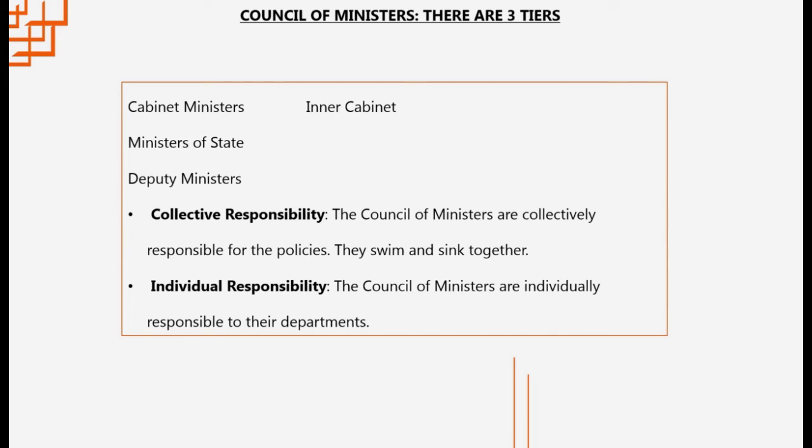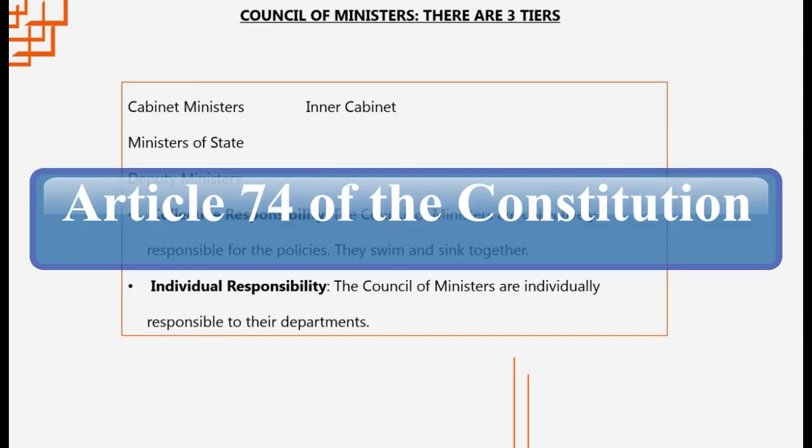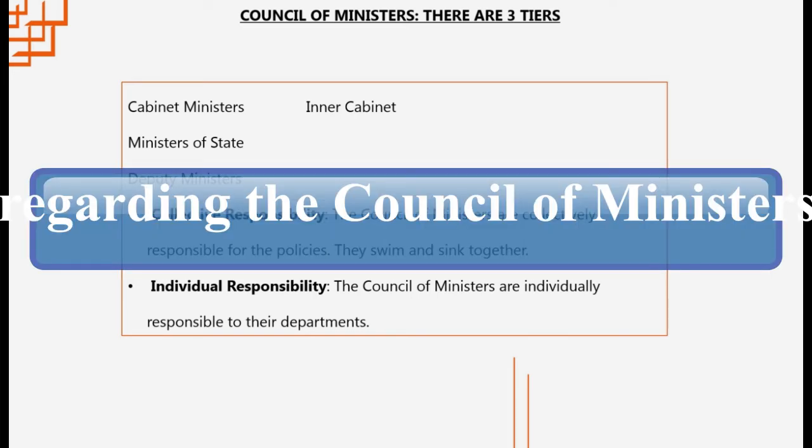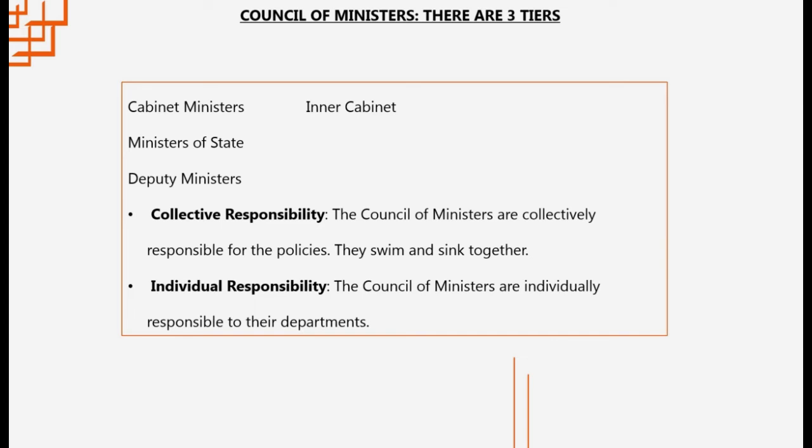Council of Ministers. Article 70 of the Constitution makes provision regarding the Council of Ministers with the Prime Minister as the head to aid and advise the President. The number of members of the Council is not specified in the Constitution. The numbers are determined according to the need of the time and discretion of the Prime Minister.